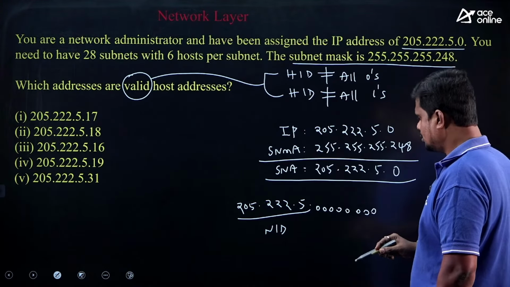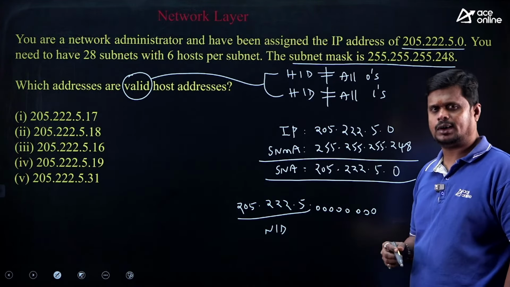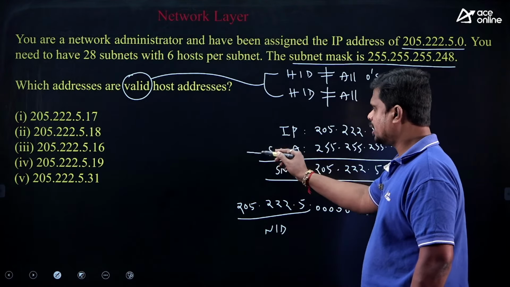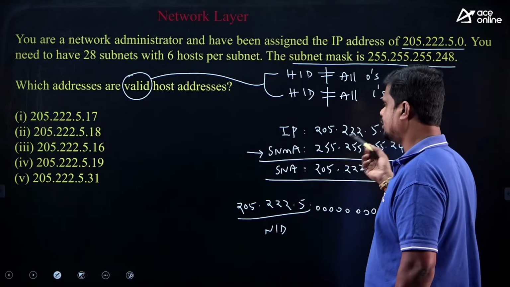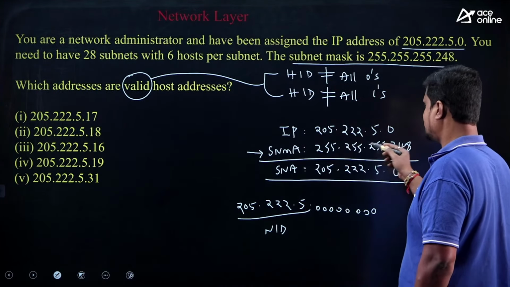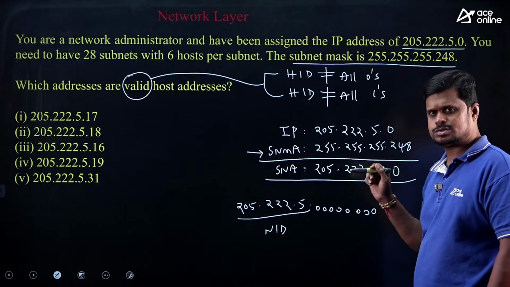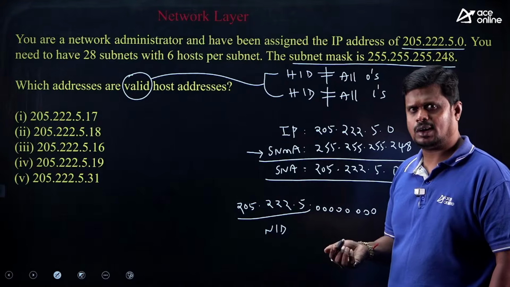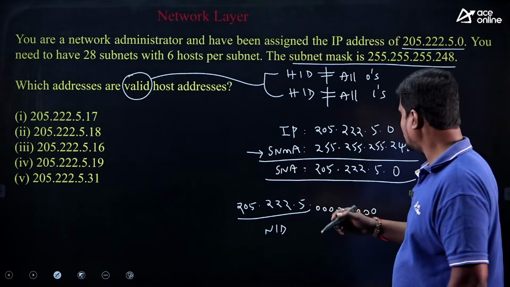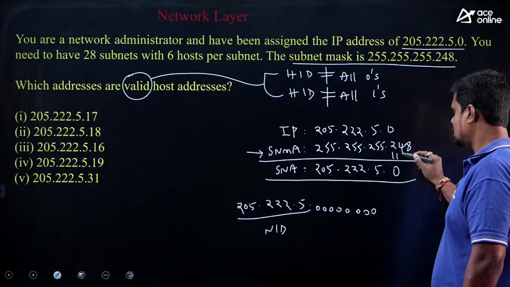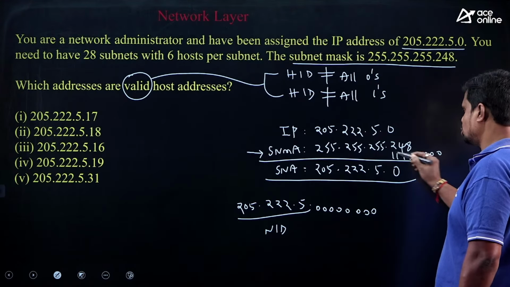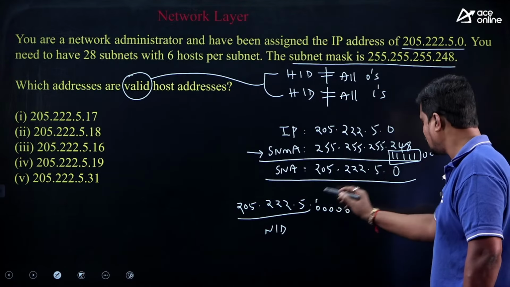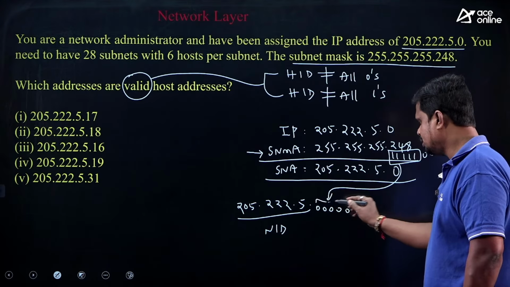After the NID portion is defined, we require the SID portion. I can get the SID portion from the subnet mask address. What is the subnet mask address here? 255.255.255.248. It means 24 plus 5, so 29 ones we are having. How many ones are extra? 5 ones are extra, and those 5 ones I can see in the last byte. For these 5 ones, I have the corresponding 5 bits.